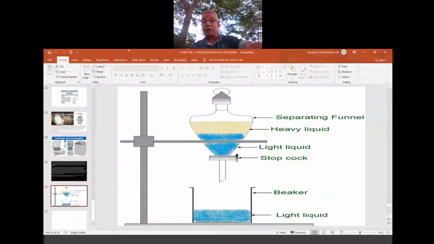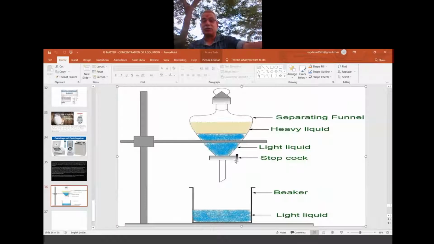It is a different color. Here the upper layer is the light liquid and the heavy liquid is at the bottom. If you take kerosene and water as an example, this becomes the kerosene and this becomes the water. Now here is the stopcock, and this is the lid. Both are used as stopcock only, but if you want to differentiate the word, you can take it as a lid to close it.